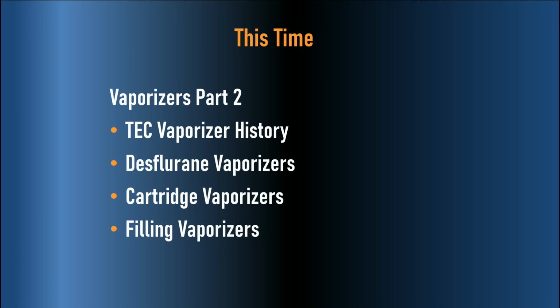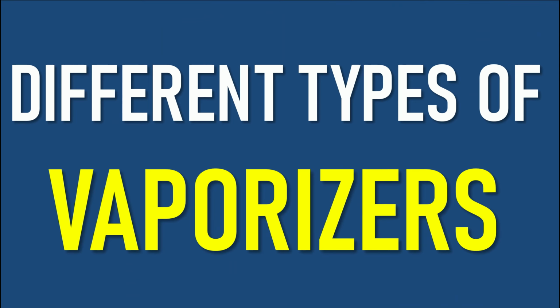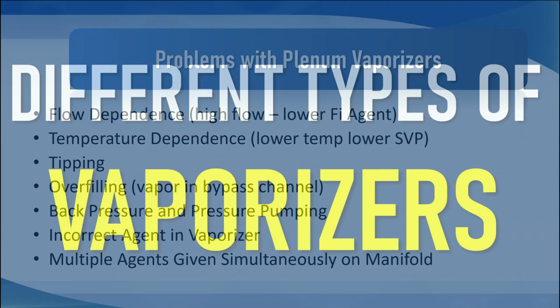This time, I'm going to explore the modern history of vaporizers, starting with a discussion about the TEC series, and then I'll divert off to discuss the special case of the technologically difficult Desflurane delivery system. Then we will look at cartridge or cassette vaporizers and finish with how vaporizers are filled. Let's start with a discussion about the different types and brands of vaporizers that are available.